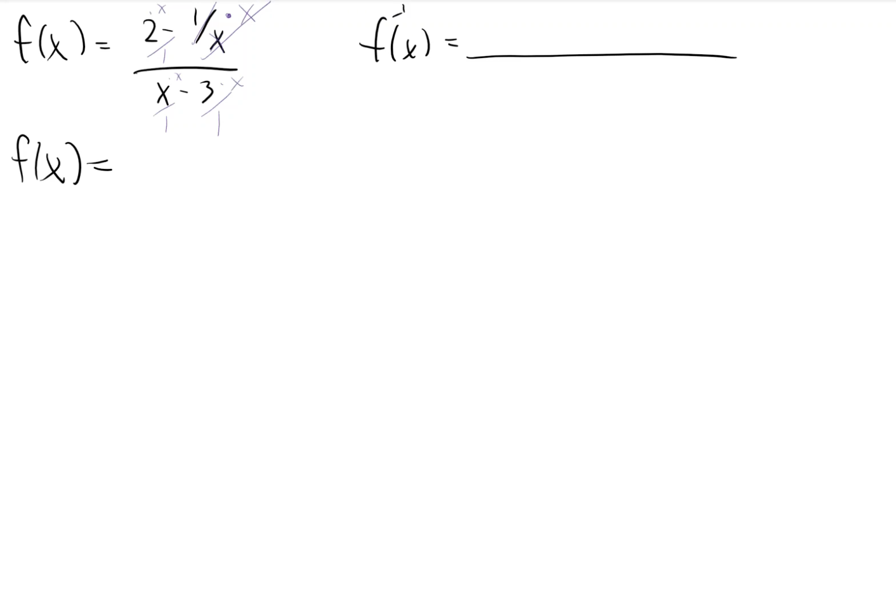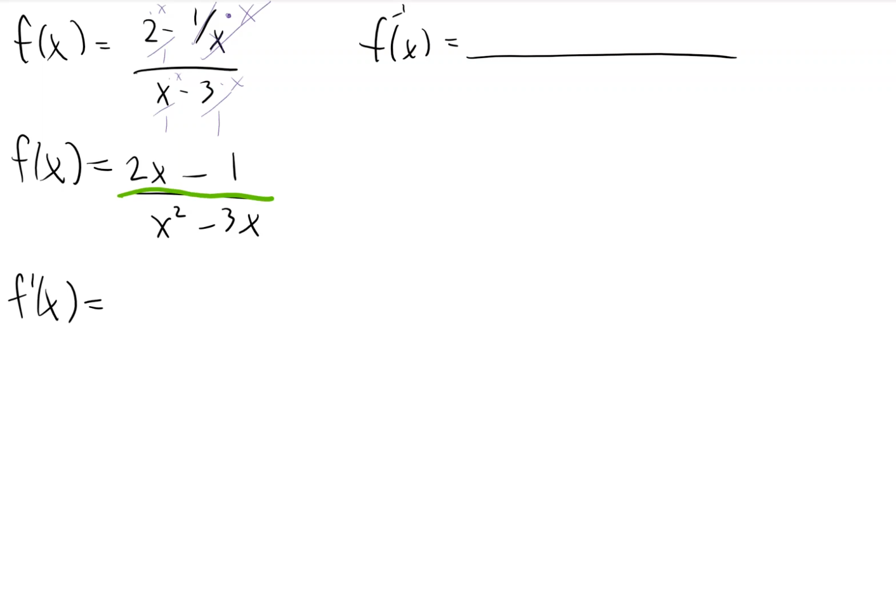But notice what happens if you do. You've got 2 times x minus 1 over x squared minus 3x. So it's still not super simple, but at least it's not a complex fraction. Now at least I don't have smaller fractions within a bigger fraction. Now I'm going to think about taking the derivative.